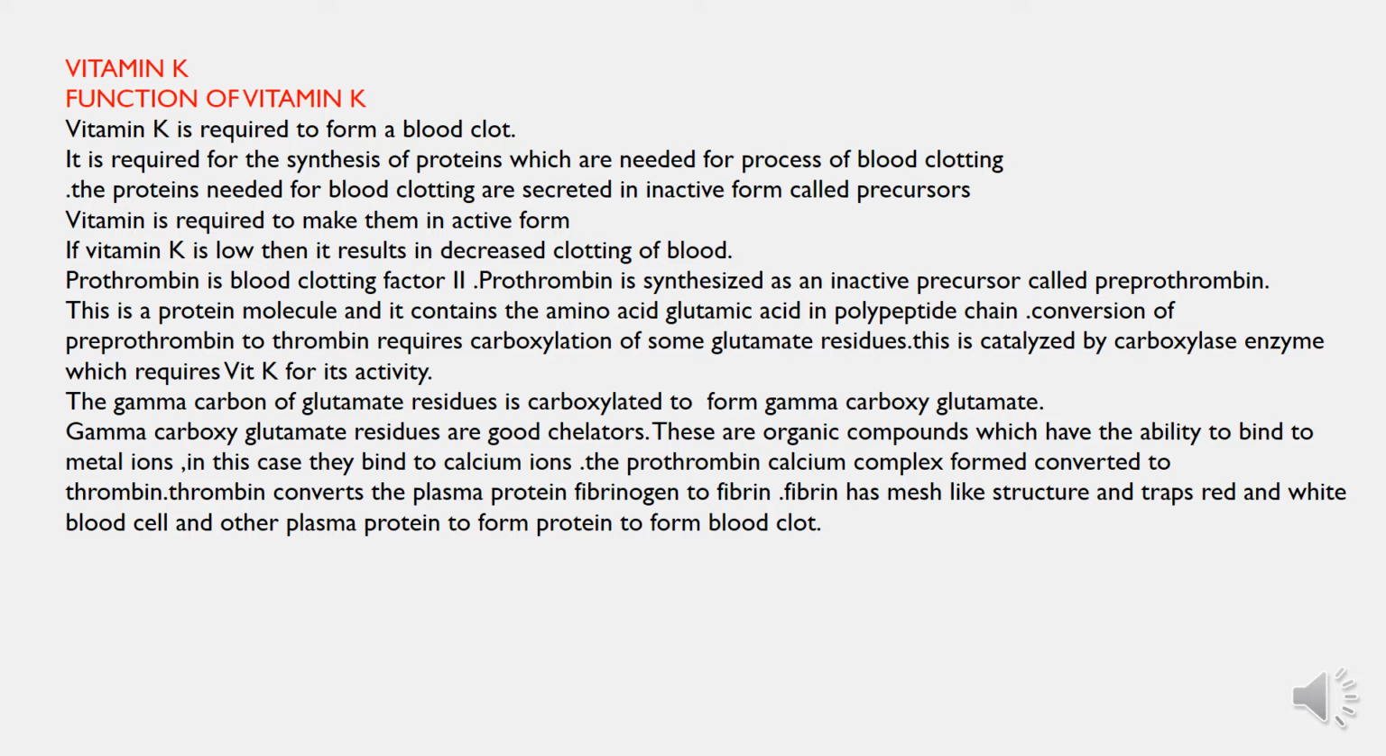Gamma carboxyglutamate residues are good chelators. These are organic compounds which have the ability to bind metal ions. In this case, they bind to calcium ions. The prothrombin calcium complex formed is converted to thrombin. Thrombin converts the plasma protein fibrinogen to fibrin. Fibrin has a mesh-like structure and traps red and white blood cells and other plasma proteins to form a blood clot.